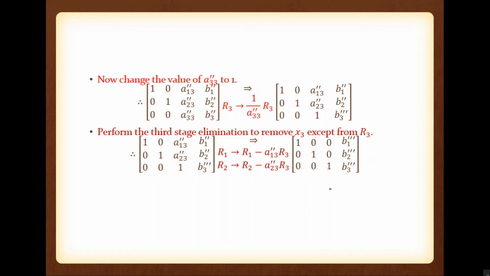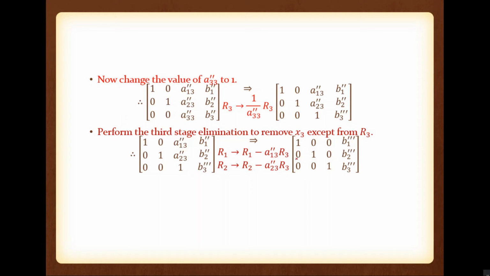So can you say the advantage of this particular augmented matrix? Anyone? Yes, because this one is the final solution. This B1 triple dash, B2 triple dash, B3 triple dash is the final solution. Why? If you are writing the equation, so for example, take the first one. This is 1 into x1 plus 0 into x2 plus 0 into x3, that is equal to B1 triple dash. Means x1 is equal to B1 triple dash.